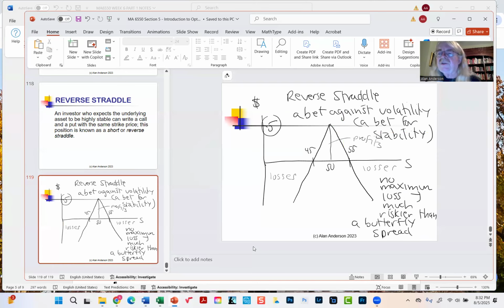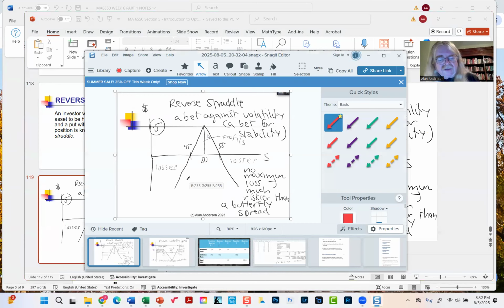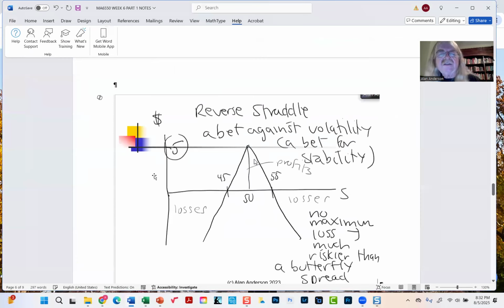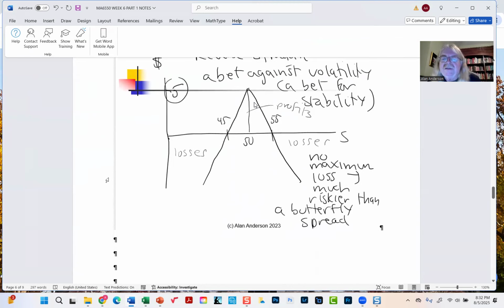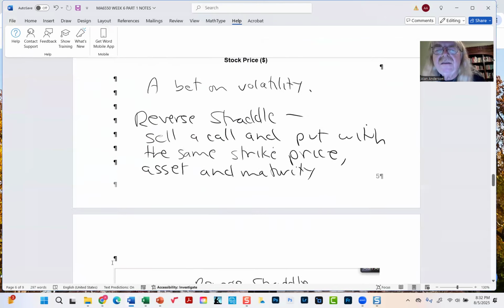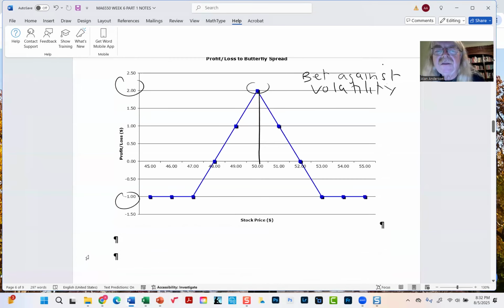Now this one, because we sold both options, when we first enter into it, we're actually collecting $5. Not only is it not costing us a lot of money, in fact, if anything, it's putting money in our pockets. That's pretty interesting that we can set up a strategy and collect money at the same time. But here's the thing we have to worry about. If you look down on the bottom, there's no maximum loss. Okay, the butterfly spread definitely has a distinct maximum loss.